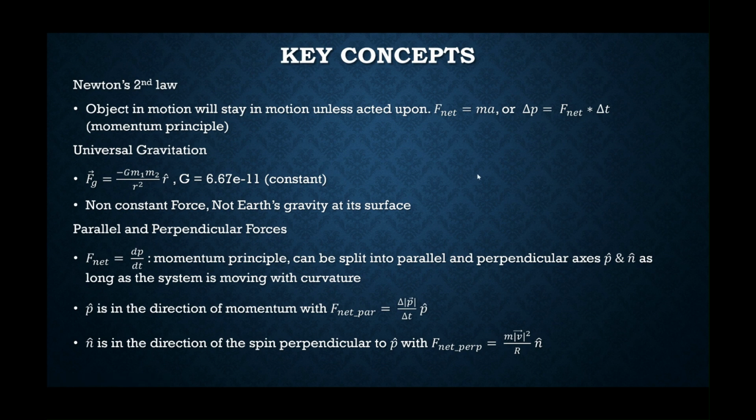We also have parallel and perpendicular forces, where F net is equal to change in momentum over change in time, which is the momentum principle, and it can be split into perpendicular and parallel axes, where P hat is the parallel and N hat is the perpendicular. And this is true as long as the system is moving with curvature. P hat is in the direction of the momentum, where F net parallel is equal to change in momentum over change in time times the direction of the momentum. And N hat is the direction in the spin of the object, perpendicular to P hat, where F net perp is mass times velocity squared over r, in the direction of that spin.